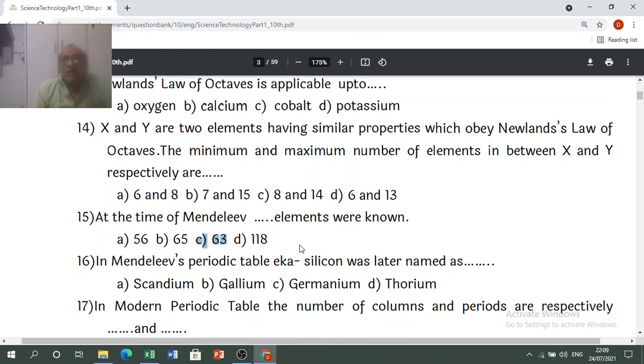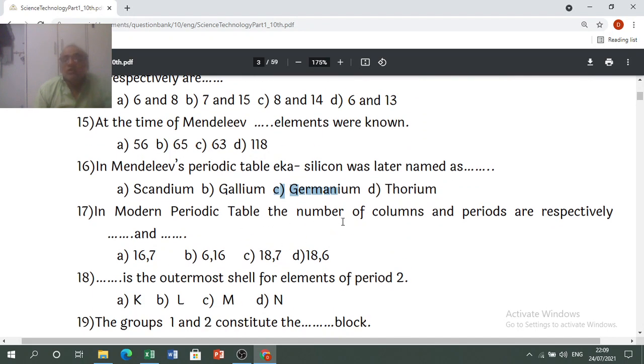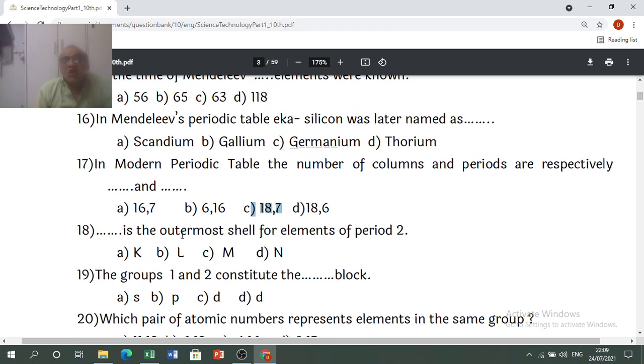In Mendeleev periodic table, Eka silicon was later named as germanium. Eka silicon ला काय नाव दिलं आपण germanium. Okay. The modern periodic table, the number of vertical columns and periods are respectively 18 vertical columns and 7 horizontal rows. Therefore, option is C. Dash is the outermost shell of element of period 2. Period 2 having the two shells, that is K and L. That's why the outer shell is L.